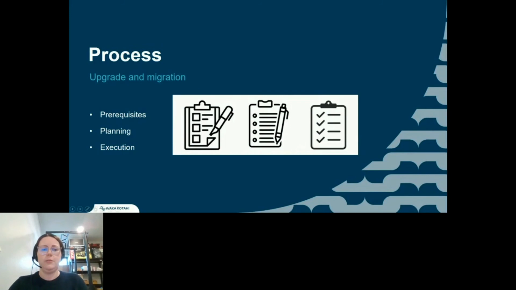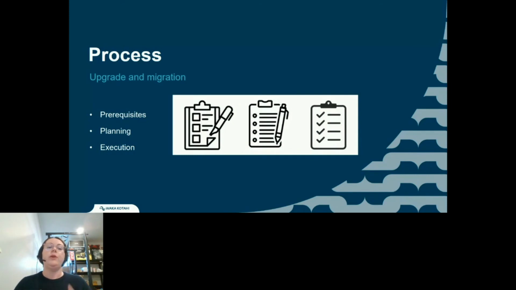And what was that process? Well, if we're looking at how we move to the cloud, we broke it down into three stages: the prerequisites, planning, and the execution, and that execution then being repeated again for all of our three environments: a test, a UAT, and a production. But what are the prerequisites, planning, and execution that we followed?